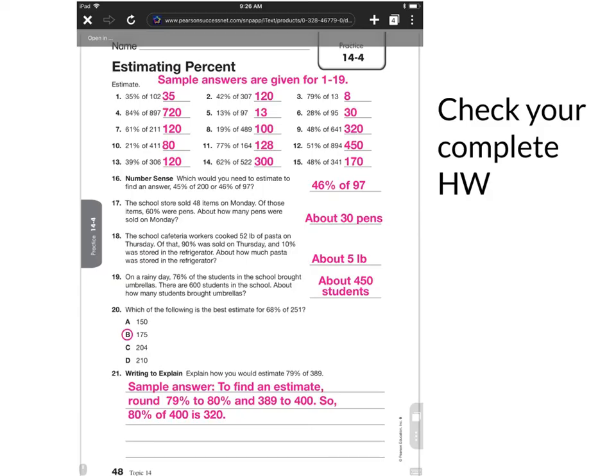Please complete your homework. If you don't have the exact same answer as what we have written in red, that doesn't mean you're wrong. It just means you estimated differently. As long as your answer is somewhat close, then you're correct.